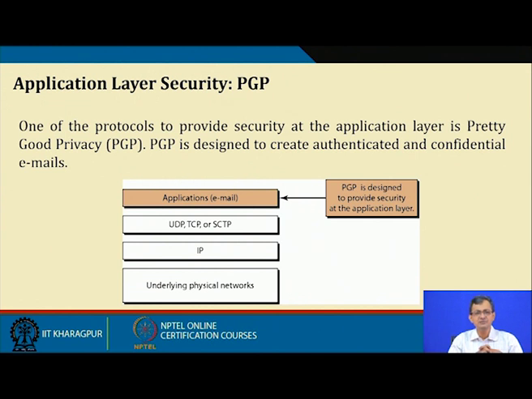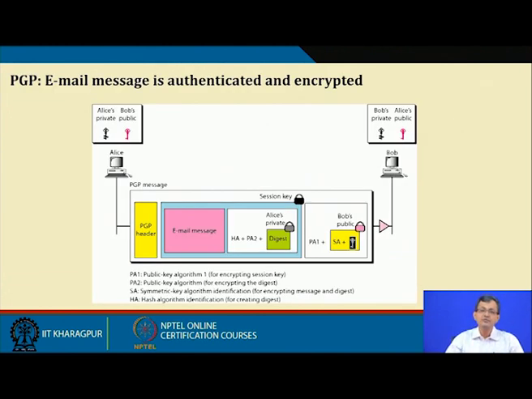In this case the reference is to pretty good privacy, the PGP protocol for mail transfer. PGP is designed to create authenticated and confidential emails. This is a typical scenario where the security of the application layer can be demonstrated. If we look at the PGP protocol, the email message is authenticated and encrypted. The email message is hashed and a digest is created over it, and a session key is generated.